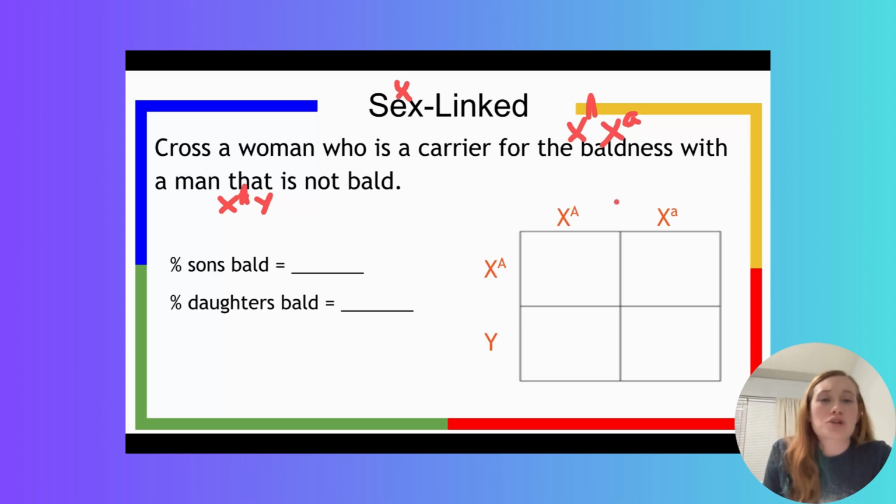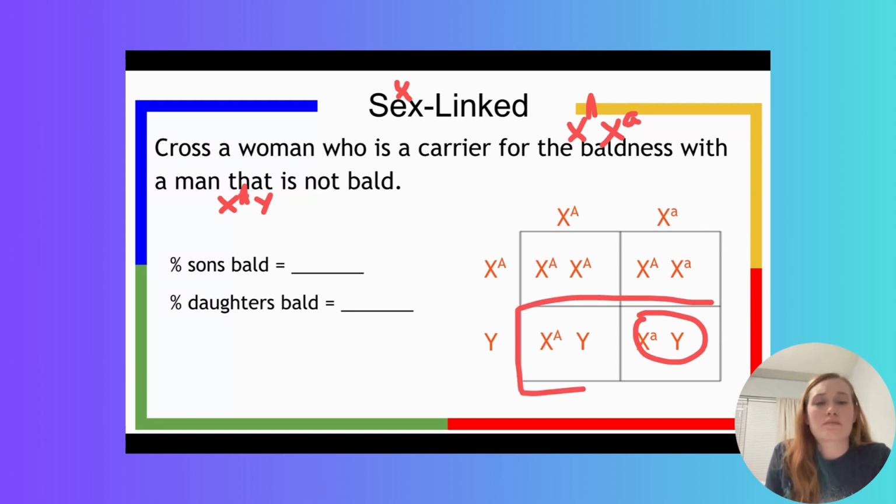We're going to fill in our chart. So we're going to take this, drag it down, take this one, drag it over, and we're going to fill in our Punnett square. So first box is X big A, X big A. Second box is X big A, X little a. Third box is X big A, Y, and X little a, Y. So if we look at the amount of sons that are bald, well, one of them is bald. So we have this one here. He's bald. He is not. And out of sons, there's only 2 sons here, because we've got 2 daughters, 2 sons. So percent sons being bald, that's 1 out of 2. And 1 out of 2 is 50%.